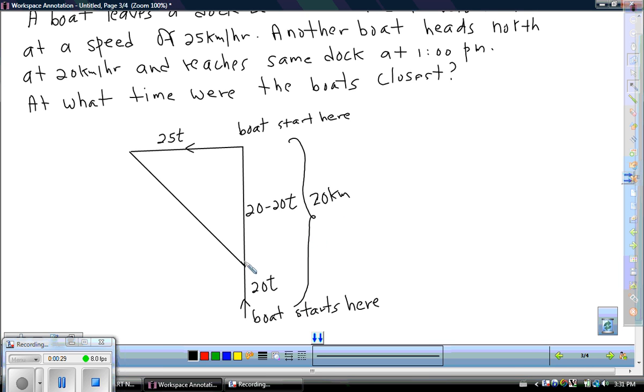At the time when they're closest, let's say at that time, boat B is here and boat A is here. Boat A would have traveled 25 kilometers and boat B would have traveled 20 kilometers. Let T be the time when they're closest.